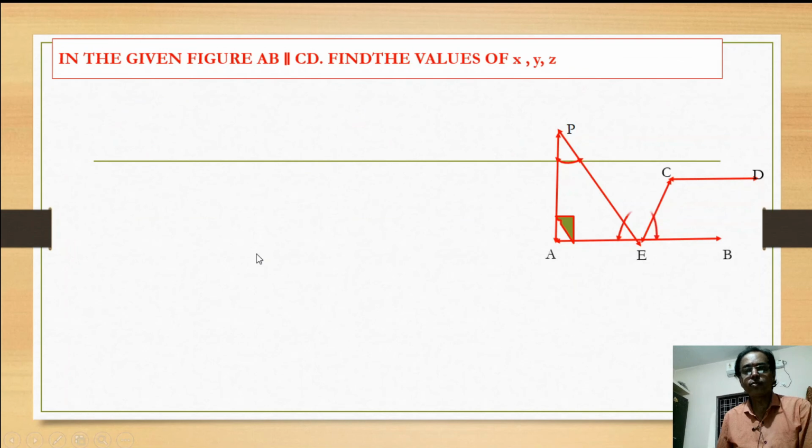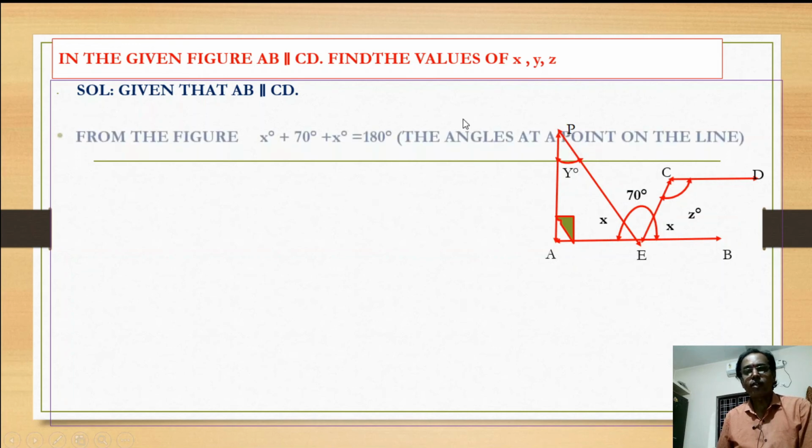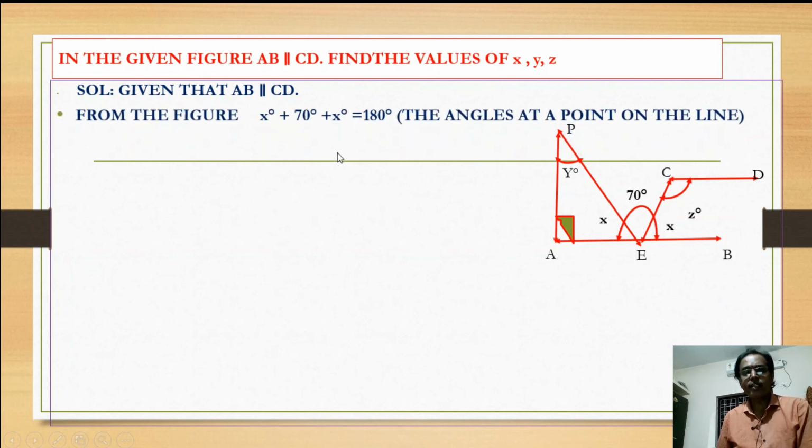Now in the given figure again we have AB parallel to CD. We have to find x, y, and z. Here again see, at E we have three angles, x plus 70 and x. These two are a linear pair, otherwise these three angles are on the same line. So at E we can write x plus 70 plus x is equal to 180, the angles at a point on the line.